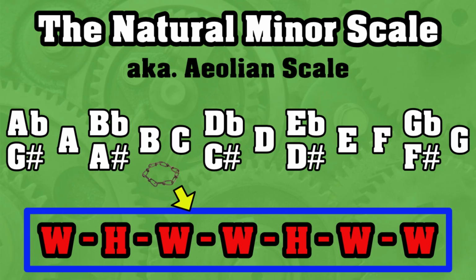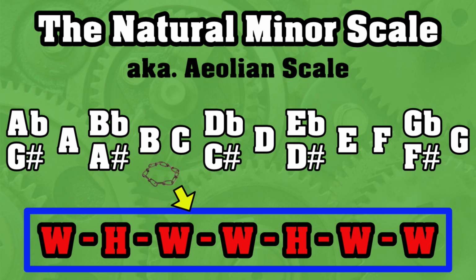So what you see here, the sequence of whole steps and half steps, is just one of the potential rearrangements of the major scale, keeping the chain intact. Now, you can start on any one of these 12 notes and apply this sequence of whole steps and half steps, and the result is going to be the natural minor scale. You can have the A natural minor scale, or the A sharp natural minor scale, or the B natural minor scale, or the C natural minor scale. There's 12 potential natural minor scales, depending on which note you start on.